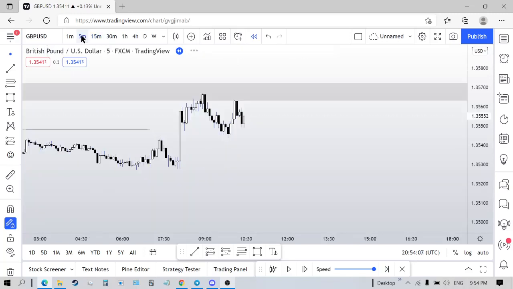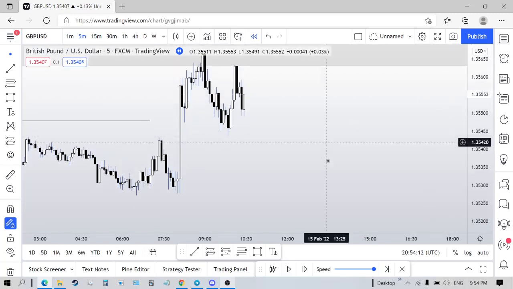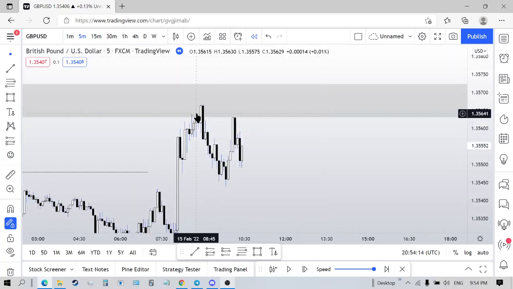Now what happened inside of here? You have a stop hunt. You have a shift in delivery by taking out the low right here. You could wait for this one, but here's the low right here. London comes in, and this is an entry for you to take.